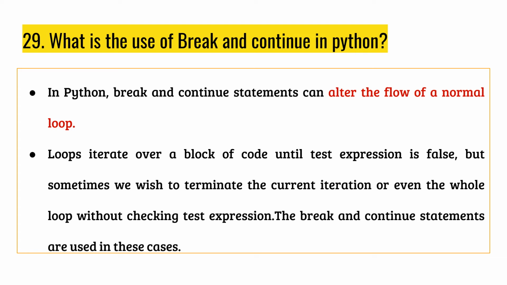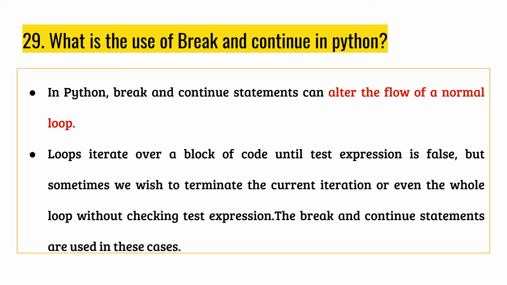In Python, break and continue statements can alter the flow of a normal loop. A loop iterates over a block of code until the test expression, that is the condition we check before we enter into the loop, becomes false. But sometimes we may like to terminate the current iteration or even the whole loop without checking the test expression, which means I want to terminate the iteration inside the loop.